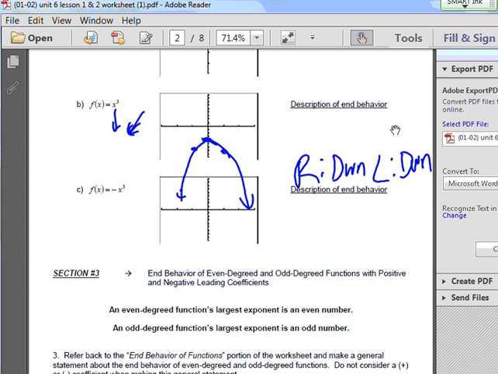Oh, why didn't the ink clear off of there? That's weird. I'm just going to use the eraser.